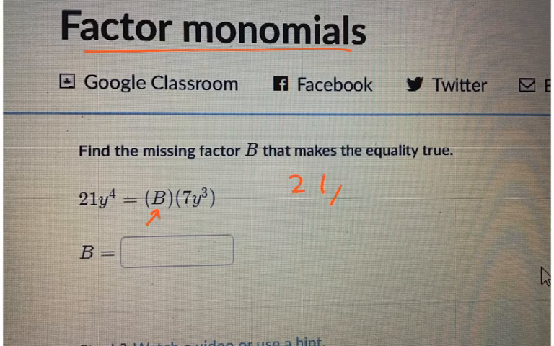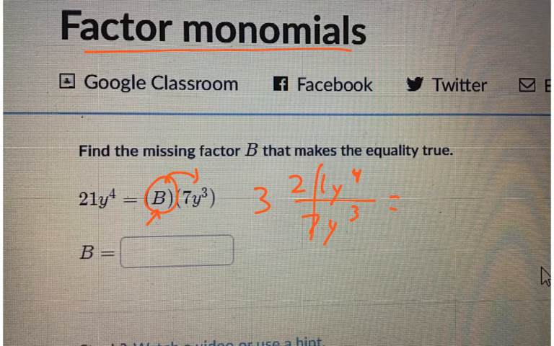I'm going to take 21y^4. I'm going to go ahead and divide by 7y^3, because whatever's left over is going to be that b, right? Because b is times-ing the 7y^3 to give me the 21y^4. So 21 divided by 7 is 3. y^4 over y^3 is 4 minus 3, which is y^1. So I know I'm going to put in 3y, click check or whatever, and it's going to work.